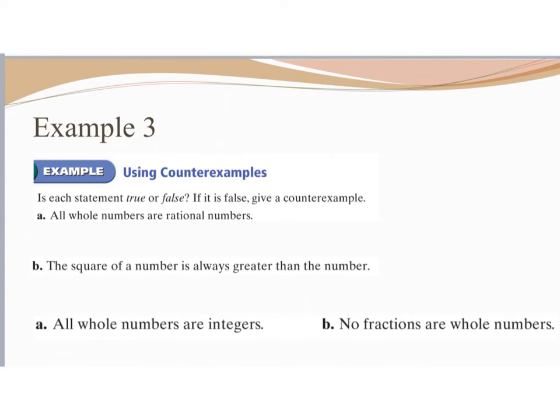So for example 3, it says, is each statement true or false? If it's false, we must list a counterexample. So for part A, it says all whole numbers are rational numbers.